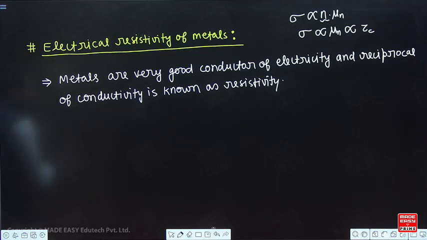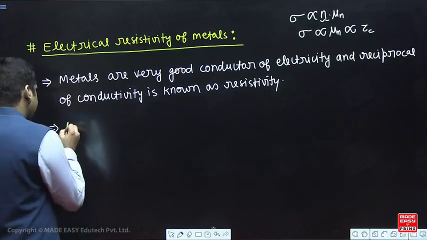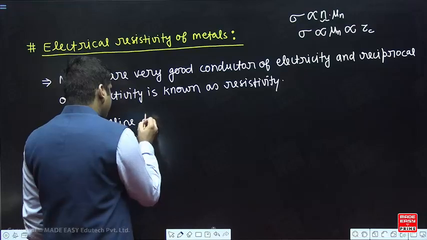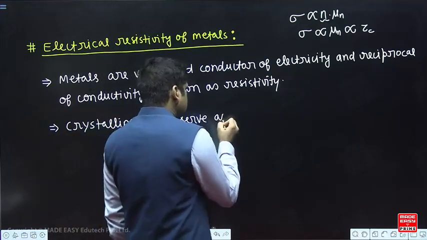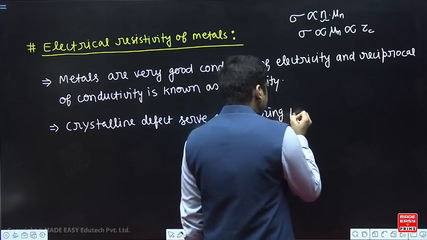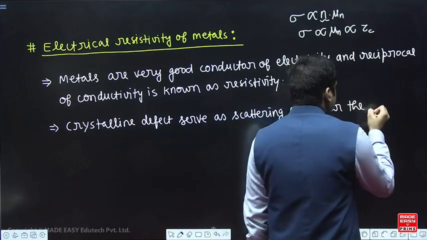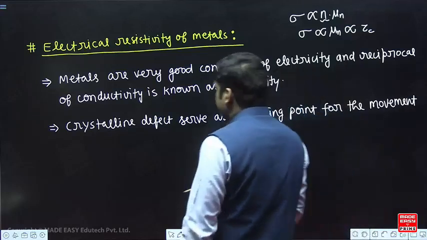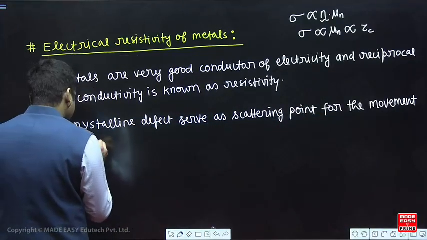So let's write. Crystalline defect serve as scattering point for the movement of electrons.